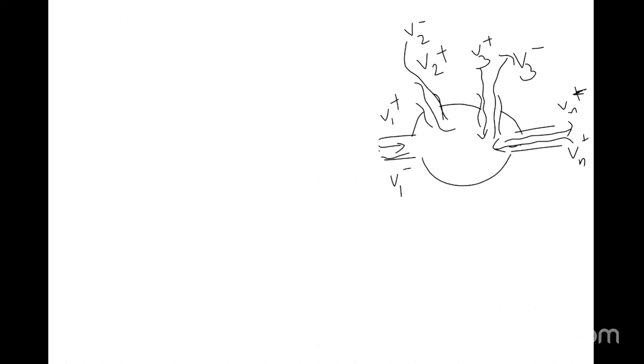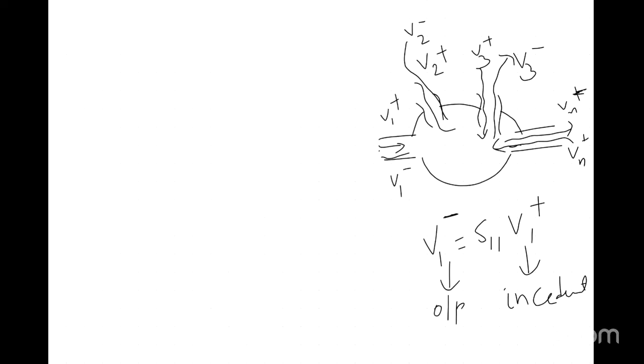Overall, what I want to conclude: output is represented with minus, input is represented with plus. V1 minus equals S11 times V1 plus. So output matrix equals the scattering matrix times the input matrix, where V1 plus represents the incident part, and V1 minus represents the output. Similarly, I wrote for only one variable S11. Now we will see for the nth port. How to represent for the nth port?